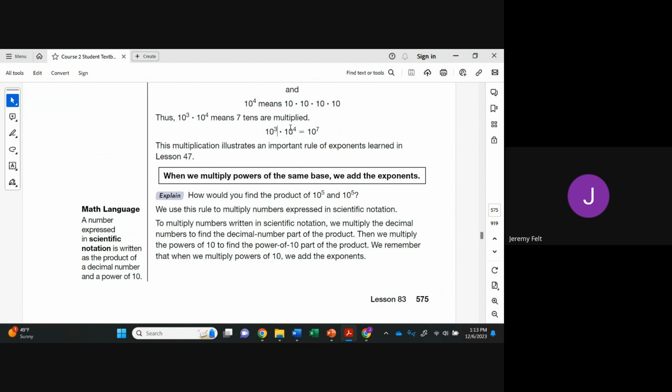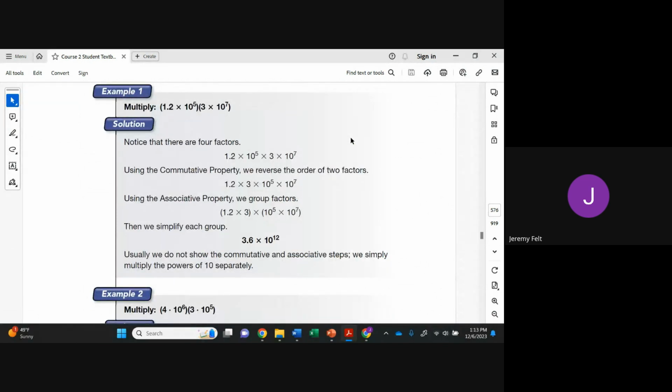When we're multiplying, we add the exponent. So 3 plus 4 is 7. So we have to remember that concept. When we're dividing, we subtract, which will work with dividing scientific numbers as well. May not always be positive.